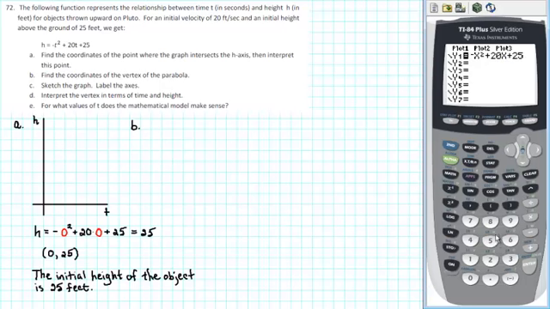Next, let's create a table of values. We'll go to 2nd Window, which is Table Set. We'll use 0 for table start, and we'll increment by 1 second at a time. Then go to Table, which is 2nd Graph. We see that the initial height of the object is 25 feet and that the object rises. We want to scroll through the table until we see the object reaches its maximum height and then begins to fall.